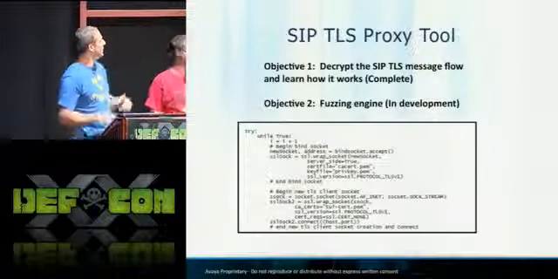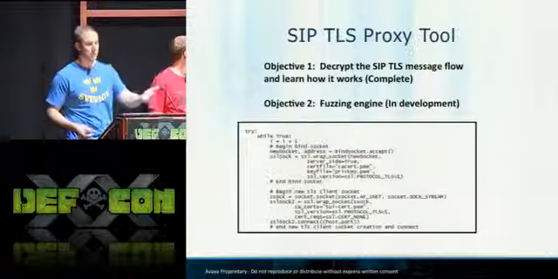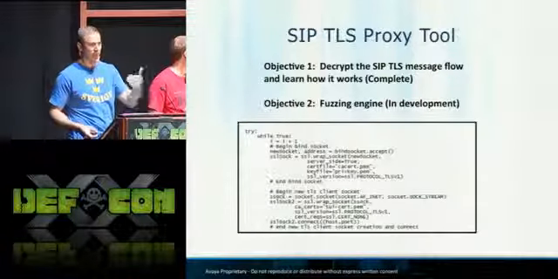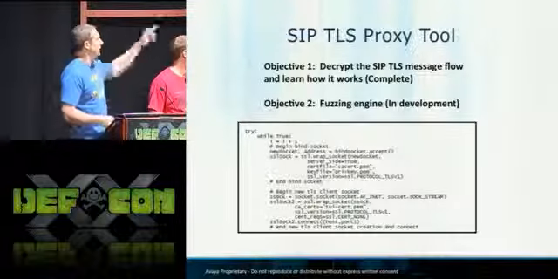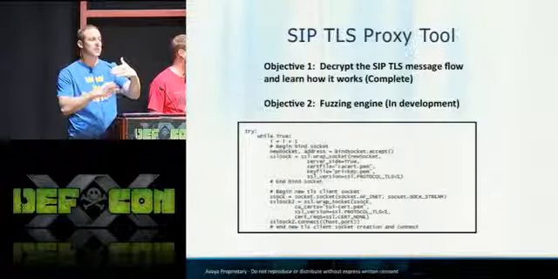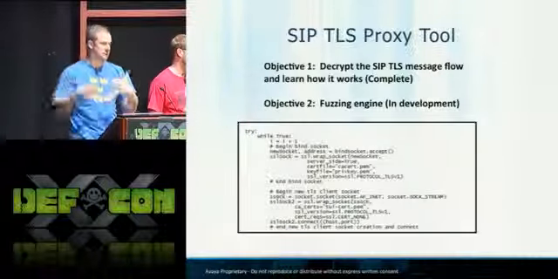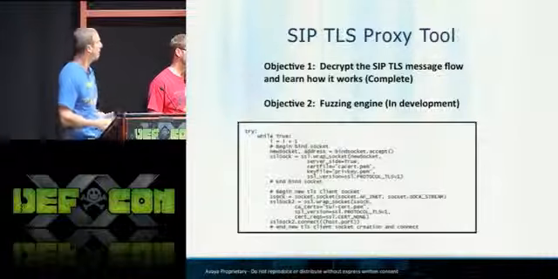Objective 1 was decrypt the SIP TLS message flow and learn how it works. That's complete. That's up on the Enumerator SourceForge website. You can go to enumerator.sourceforge.net. Now we want to have a fuzzing engine, and it's what we're working on, where we can freeze the message, modify it using a UI, re-sign it, and send it to the server and see what type of fun stuff we can get into. So here's a screenshot from the Python.